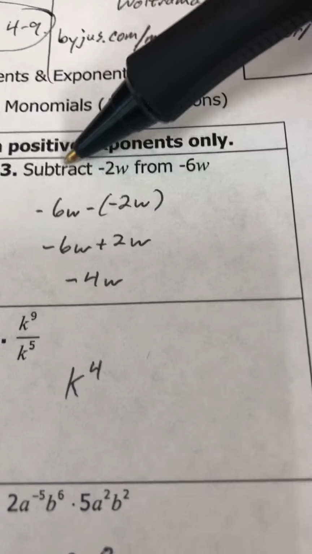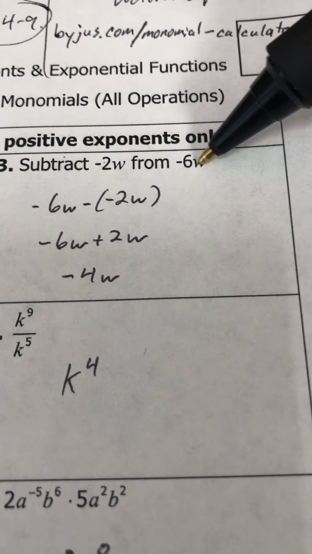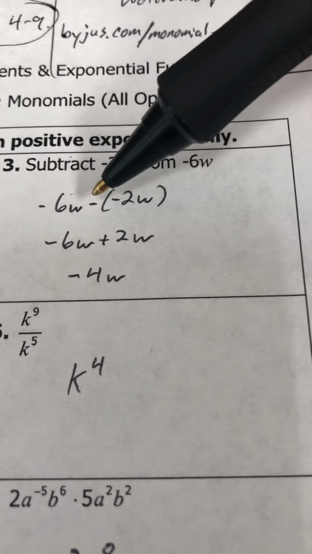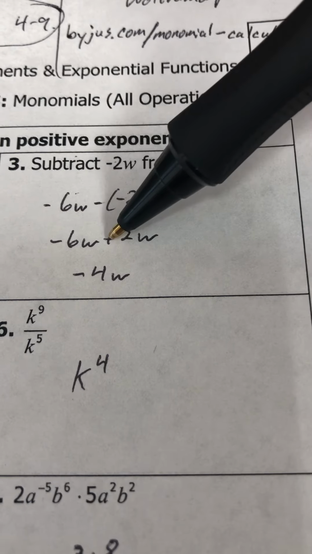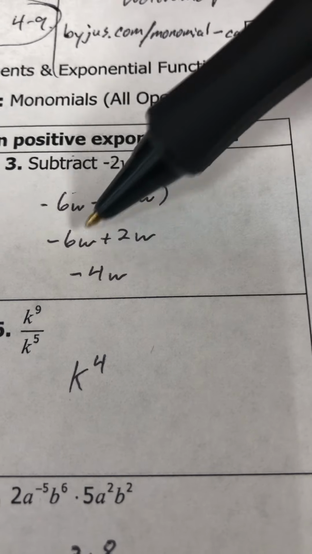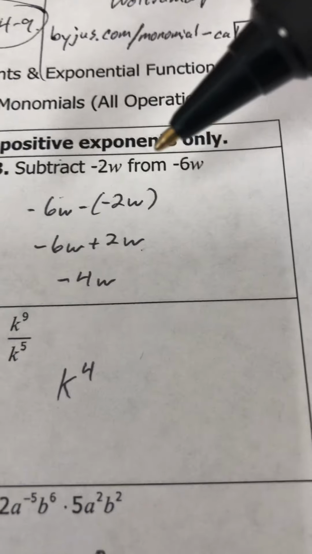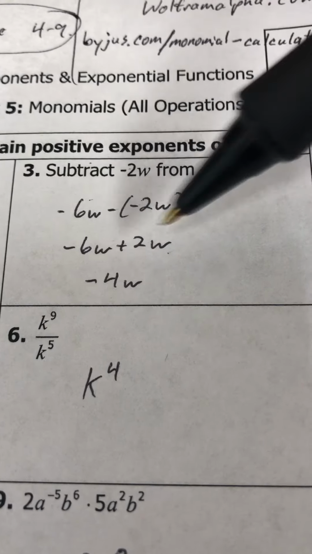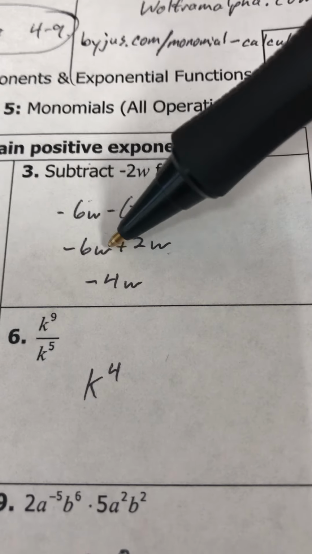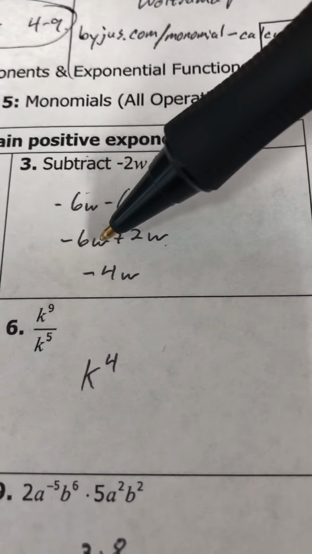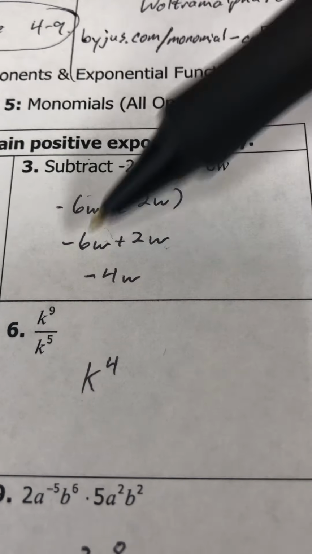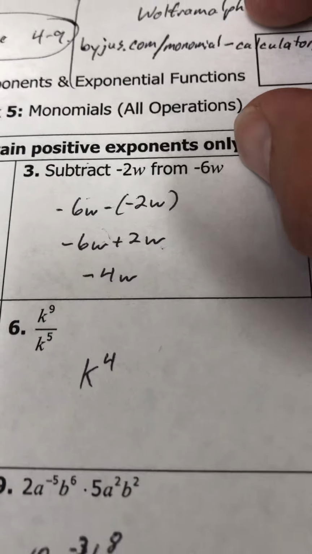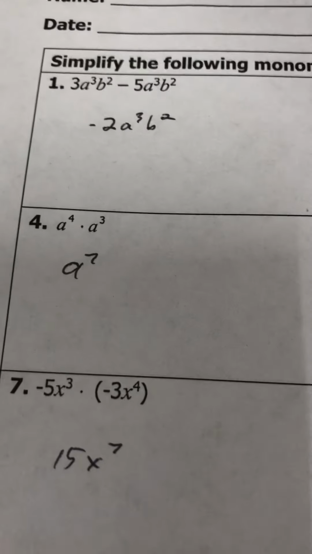Okay, this one, subtract negative 2w from negative 6w. So I'm subtracting this from this, so you start with that. Subtracting a negative turns it into a positive. Combining like terms, these are both regular w's, not w squared or anything like that. If there was a w squared, I would have to leave this. I couldn't go any further. But since they are both plain old w's, I can take the negative 6 plus 2 and get negative 4. So negative 4w.